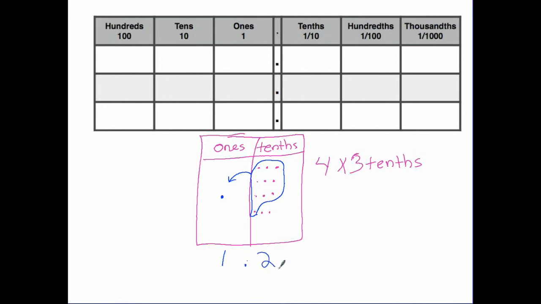2. So my answer for 4 copies of 3/10, which your paper needs to look just like this right now, would be 1 and 2/10.